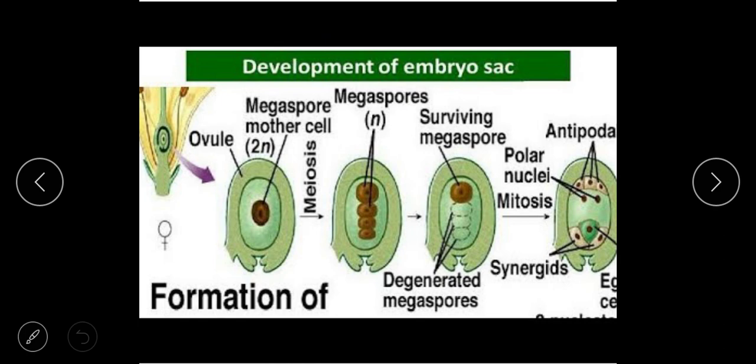You can see the three nuclei at the micropylar end, and the three nuclei at the chalazal end, opposite to the micropylar region, and the two nuclei, one from each pole, come to the center. These two nuclei remain close to each other and form a single cell-like structure, which we call the central cell. It is asked in the examination that the embryo sac or female gametophyte is how many nucleated and how many celled.